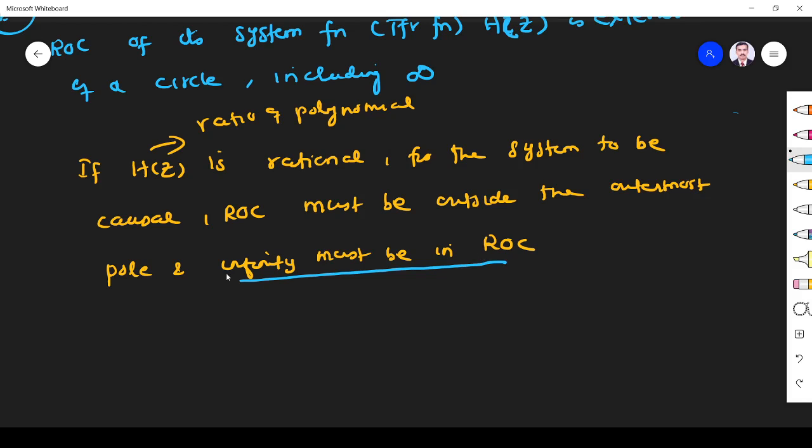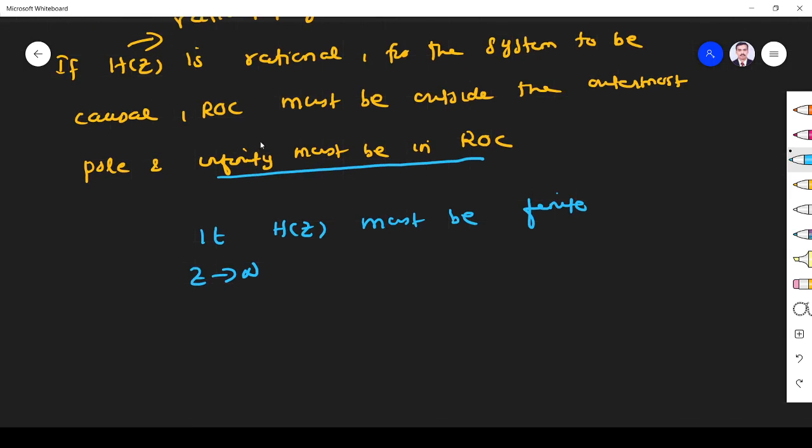Infinity must be in the ROC means, what is the meaning? When limit z tends to infinity, H of z should be a finite value. Yes or no? That we know, right? So infinity must be included in the ROC means when you substitute z equal to infinity, that should give a finite value. If it gives an infinite value, then it is not in the ROC. So when is this possible?